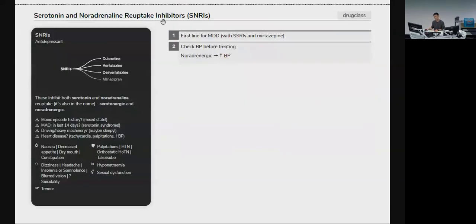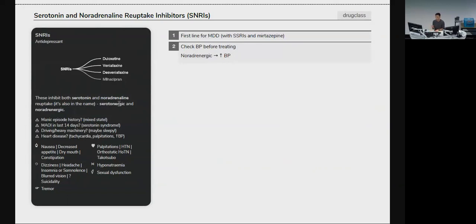So SNRIs include things like duloxetine, venlafaxine, and desvenlafaxine. There's another one, milnacipran, but that's not used in the psychiatric setting. It's more used for fibromyalgia. And because these have both serotonergic and noradrenergic effects, you get the same effects of SSRIs, but you just add on this vascular component to it. So SNRIs have side effects that are to do with blood pressure. So you can get hypertension or you can get orthostatic hypotension.